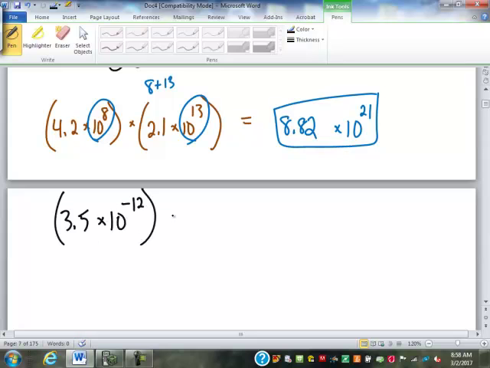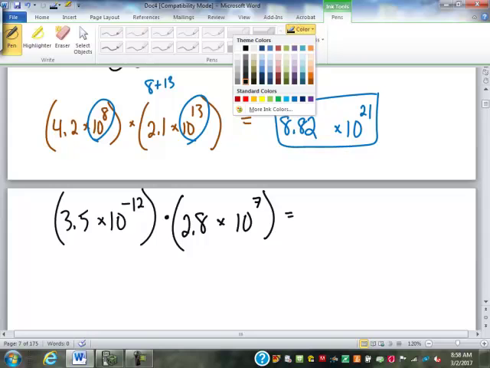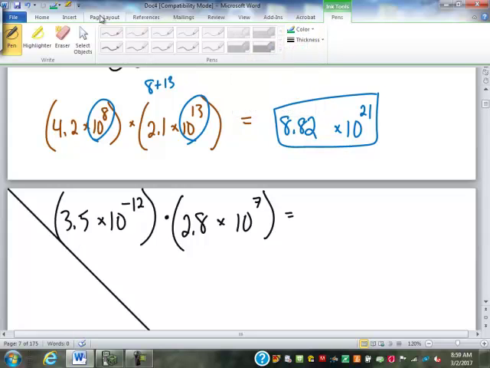So we're going to have 3.5 times 10 to the negative 12th times 2.8 times 10 to the 7th. 3.5 times 2.8 is, what's that? 9.8 times 10 to the negative 12 plus 7 is negative 5.